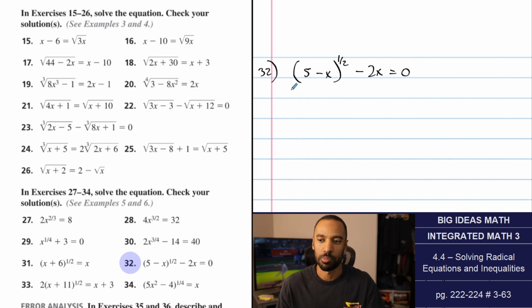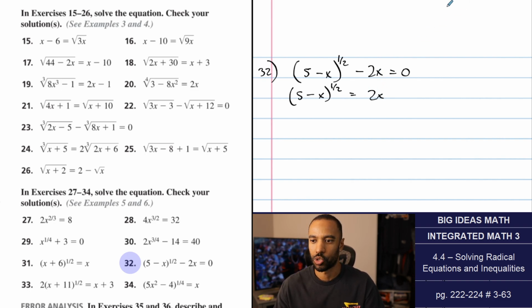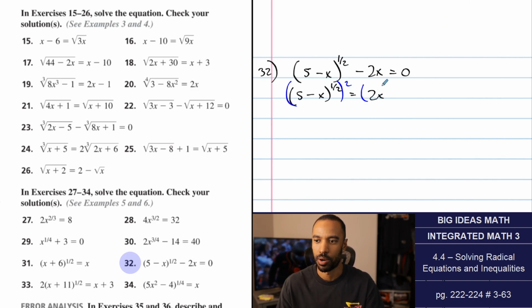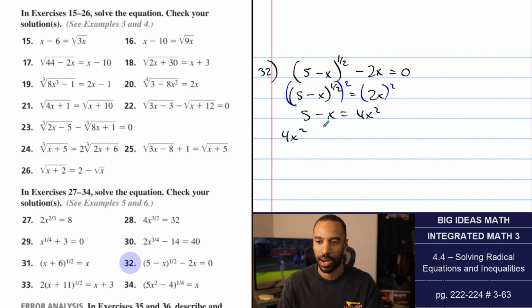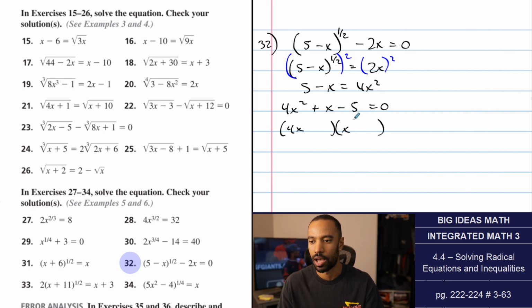I need to add 2x to both sides before I consider any squaring. Otherwise, it's not going to eliminate the radical. By radical, I mean the exponent. So now we're going to square both sides from here, right? That's a square root. We're squaring. Now we have 5 minus x equals, and 2x quantity squared is 4x squared. Let's solve this quadratic. 4x squared plus x minus 5 equals 0. Let's see if that factors. I think so. It should be.